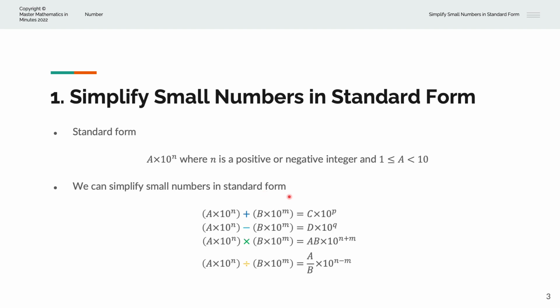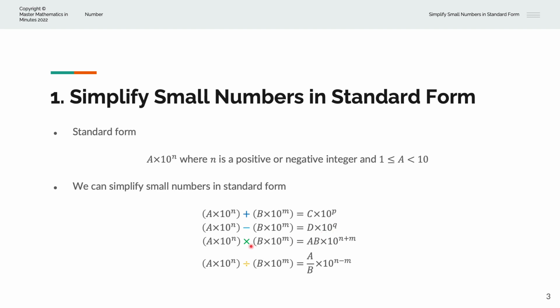Consider the first case where we're adding two small numbers in standard form. We'll first add the two numbers and then restate them in standard form as c times 10 to the power of p. Similarly, if we're subtracting two small numbers in standard form, we'll first subtract the numbers and then convert them into standard form as d times 10 to the power of q.